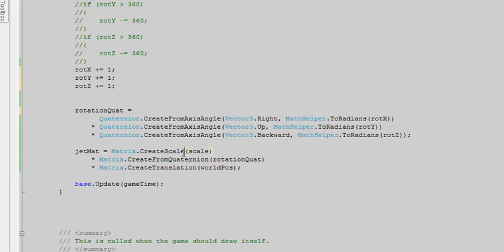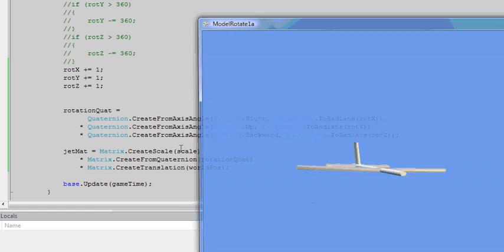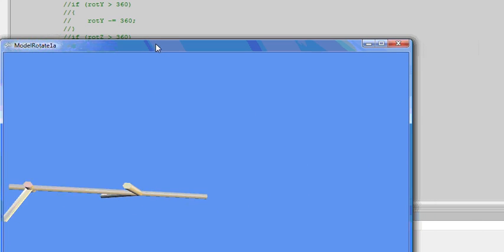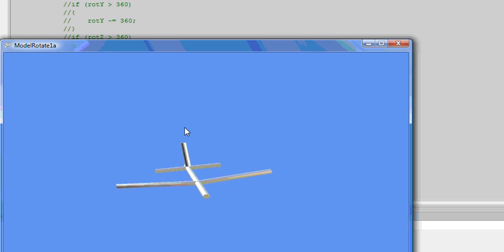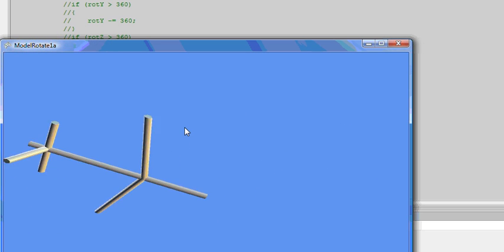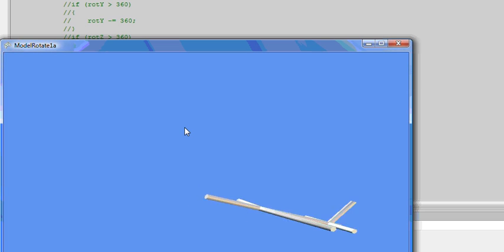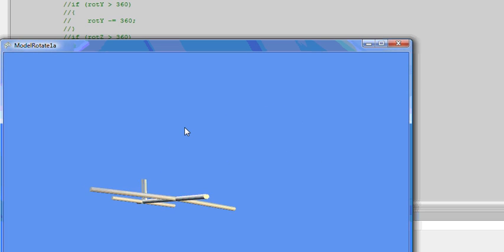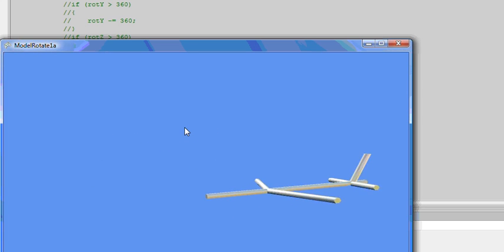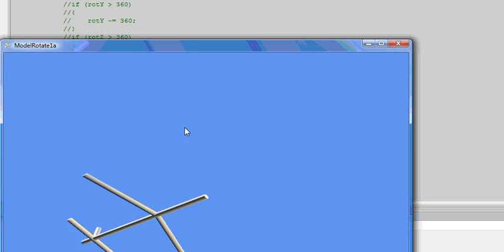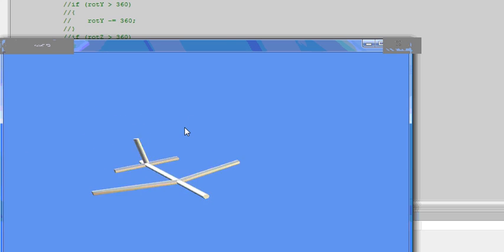So I'm going to press F5 and we'll see what that looks like. And it's a slightly different pattern here. It kind of does a figure 8 pattern instead of a perfect circle pattern. Right there it yaws a lot, and then it rolls a lot right there, and it yaws a lot and pitches a lot right there, and then it goes back and rolls a lot over there.